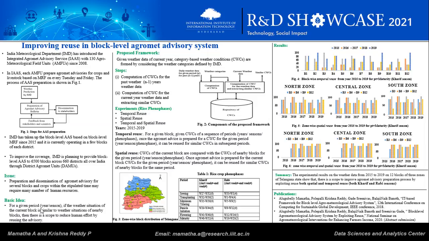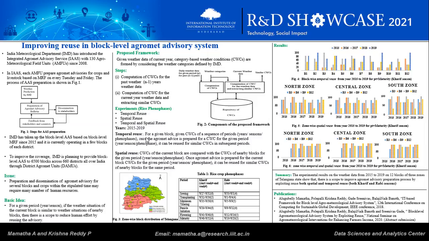The basic idea here is for a given period, say year or season, if the weather situation of the current block is similar to the weather situation of nearby blocks, then there is a scope to reuse the advisory by reducing the human effort. We completed 3 types of experiments: temporal reuse, spatial reuse, temporal and spatial reuse.